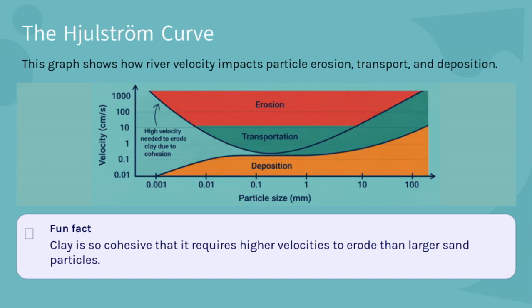The Hjulström curve is a graph that shows the relationship between river velocity and particle size. It helps us understand whether particles will be eroded, transported, or deposited. In simple terms, the graph shows that different sized particles need different river speeds to move. Large boulders need high velocity to be eroded and transported because they are heavy.